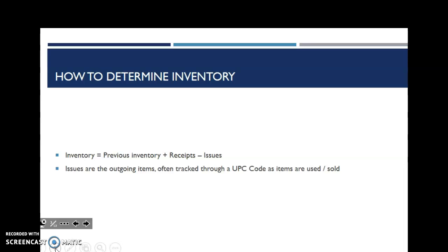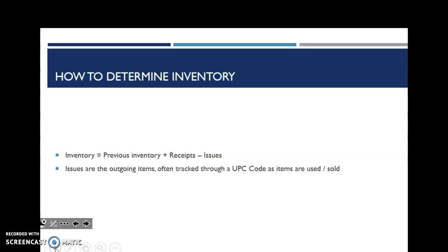So how do you determine inventory? Well, basically inventory is the previous inventory plus receipts, which would be the purchases, minus the issues. And the issues are the sales that a business has made.